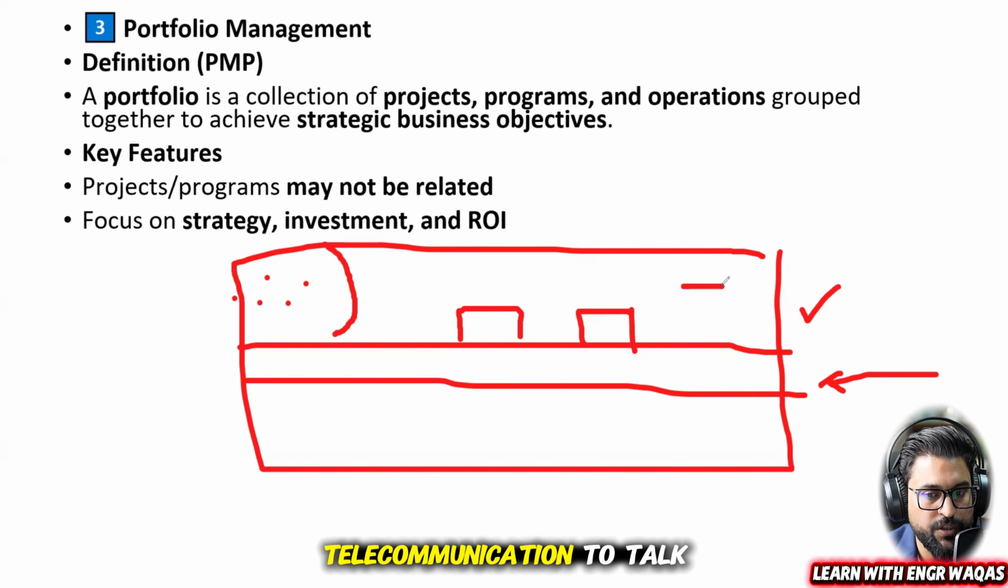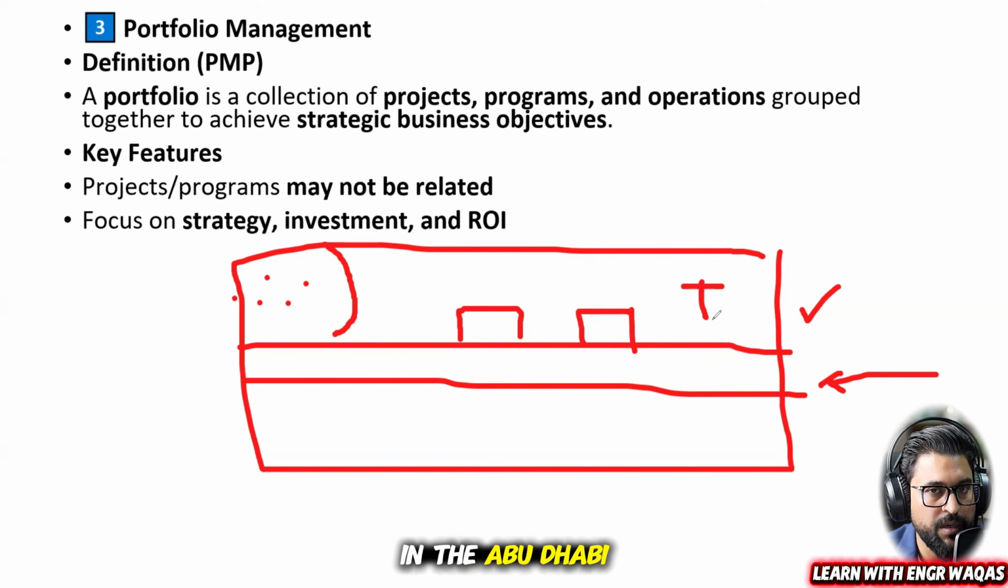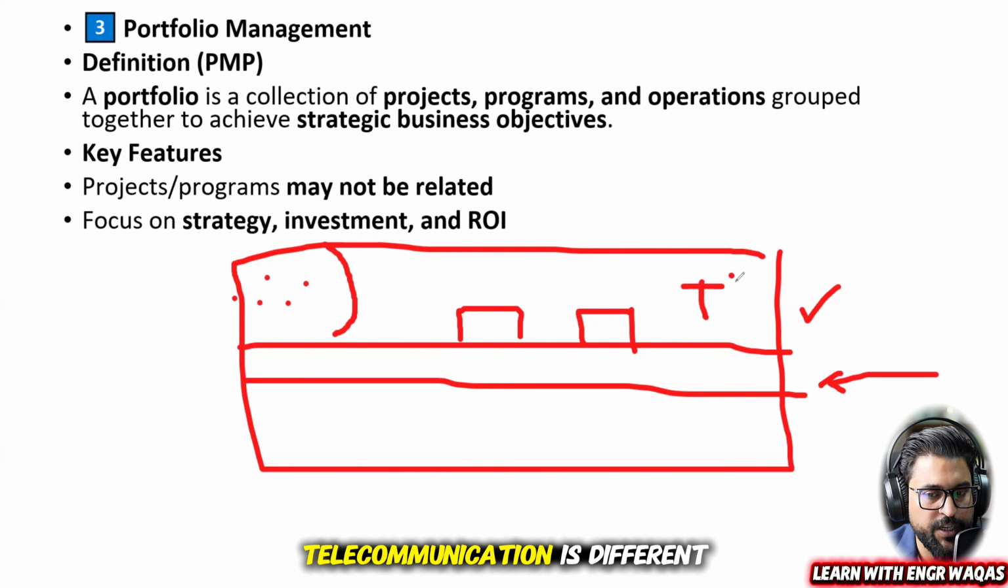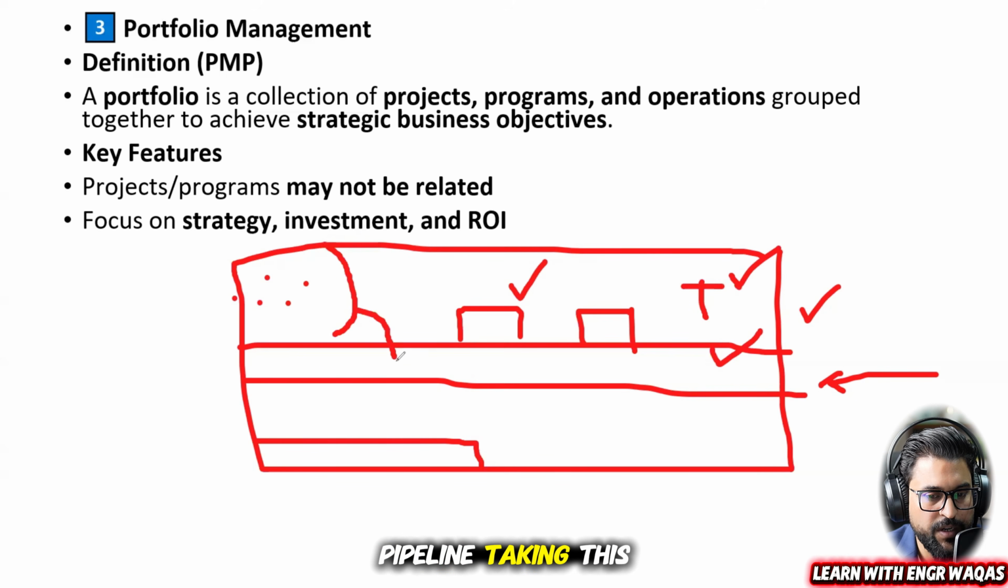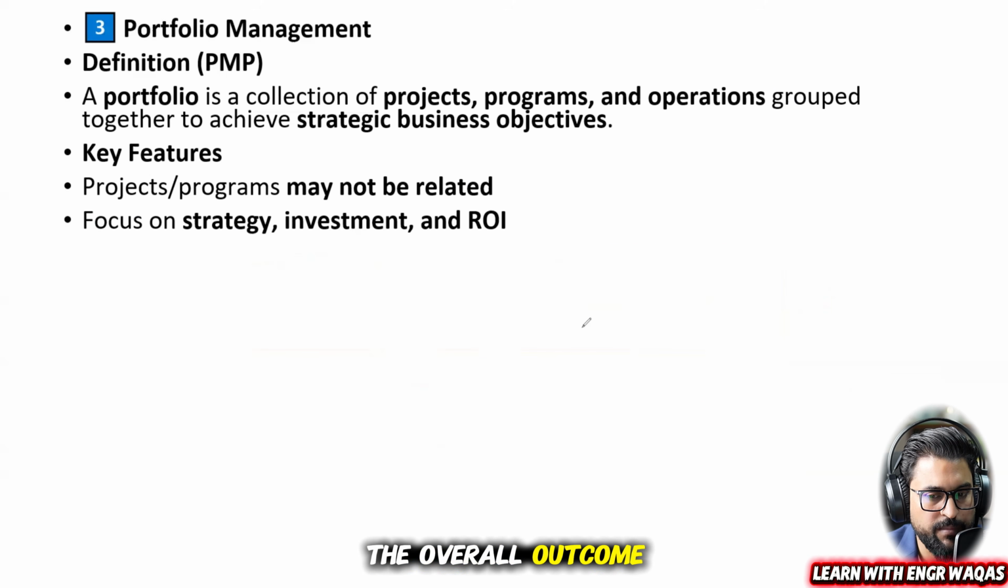We need telecommunication to talk with our city-oriented teams which are sitting in Abu Dhabi or in Dammam and so on. And these are totally different: telecommunication is a different project, road is a different project, building is a different project. Then, with the passage of time, the refinery is going on, and there is a pipeline taking this oil and gas from the drilling exploration area to the refinery. So there are multiple projects, operations, and programs going on, but their strategy is the same, the overall outcome is the same, to produce oil and gas, right?